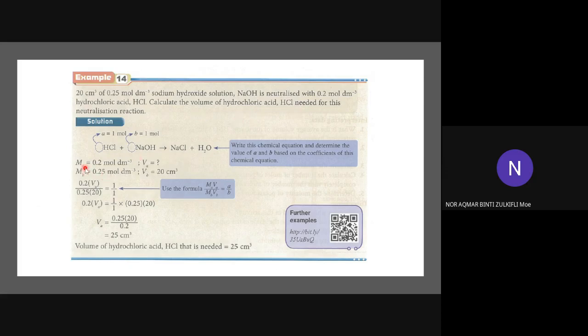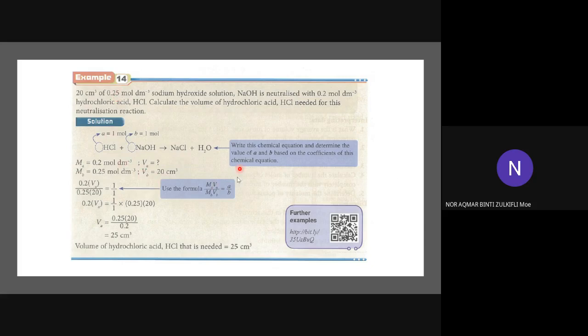If you want to write down HCl also can. If you want to avoid confusion, write MHCl, so that you're not confused. MHCl 0.2, VHCl. Okay, and then MB is NaOH 0.25. Okay, VB 20 cm cube.